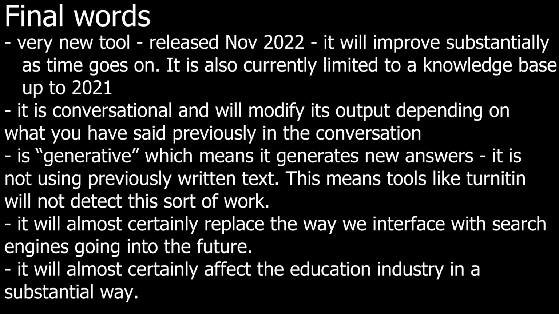AI gets better as it's fed more information, and its knowledge base at the moment is limited to 2021, so keep that in mind. The other thing to keep in mind is that it's a very generative tool. What that means is that it's generating new text. It's not like the text has existed before, and it means that Turnitin will not detect this sort of work. So they'll need new tools to maybe detect this, maybe not.